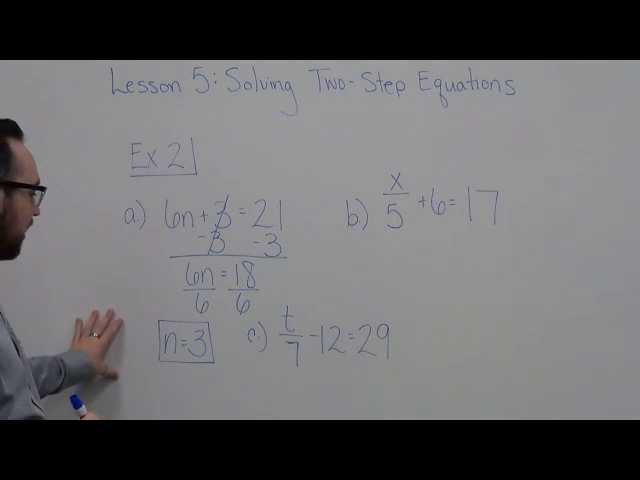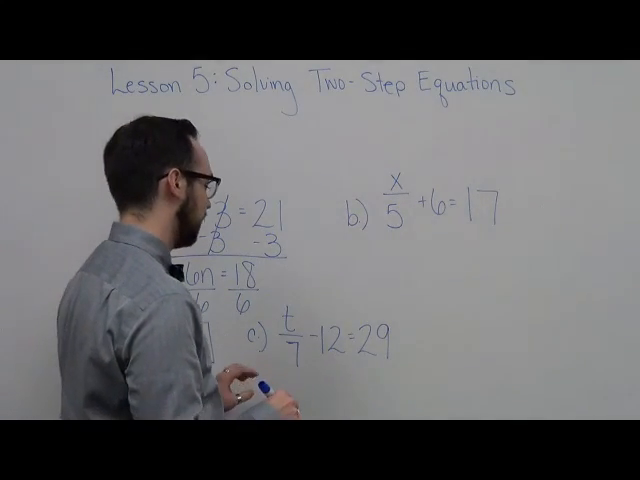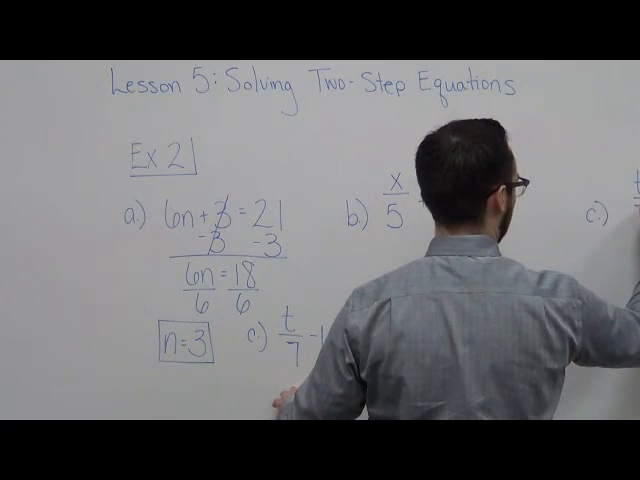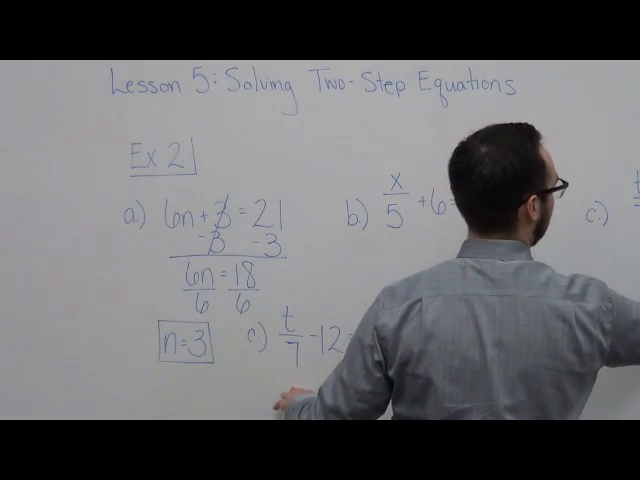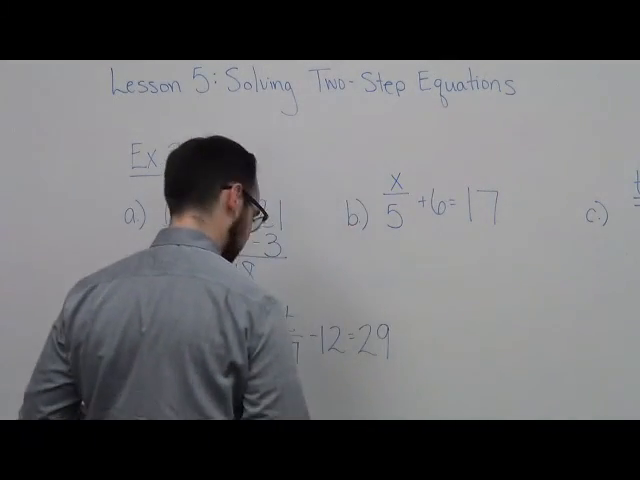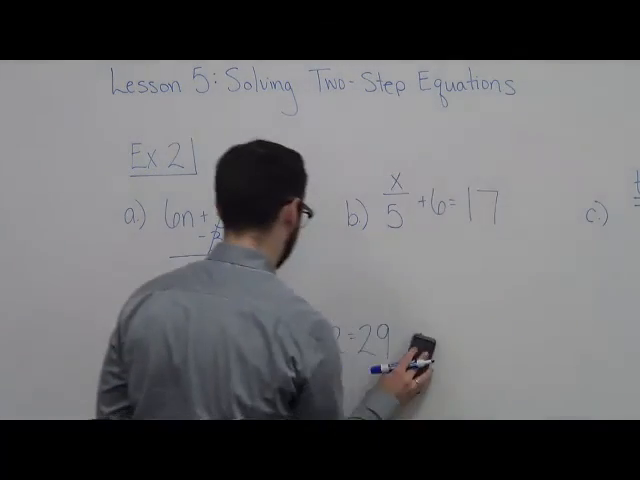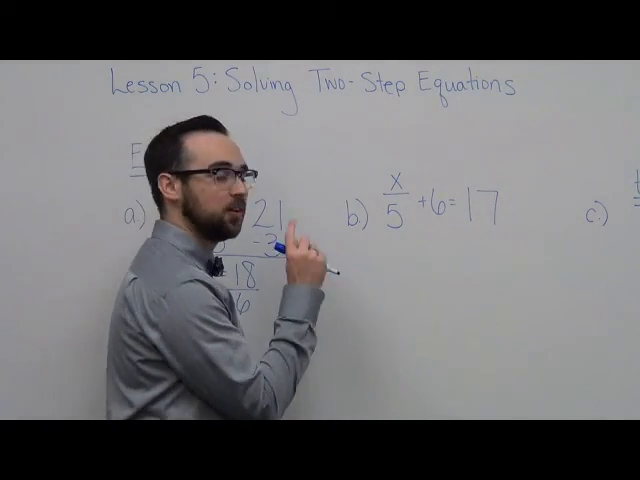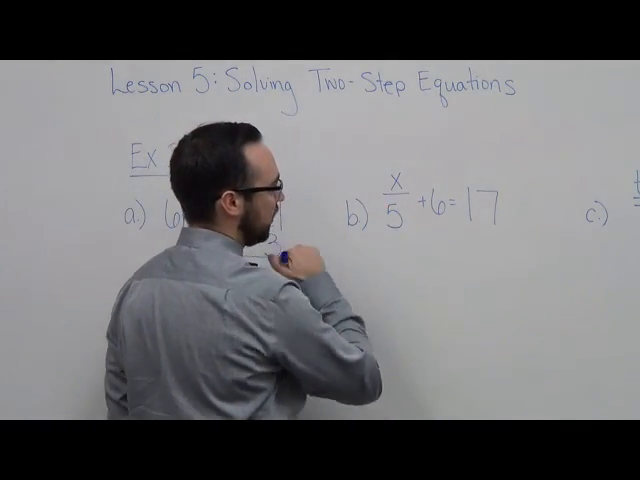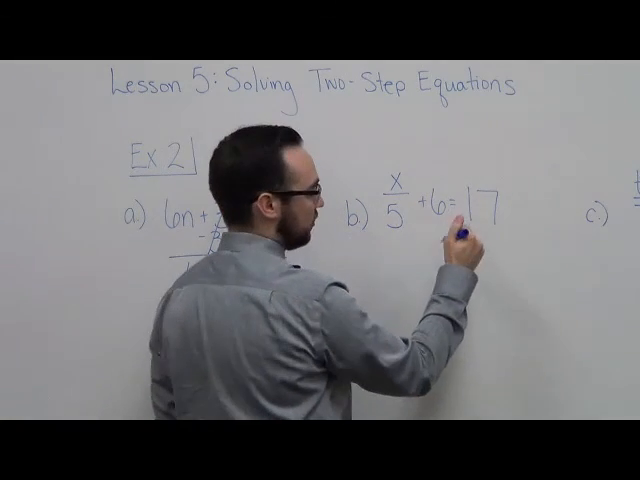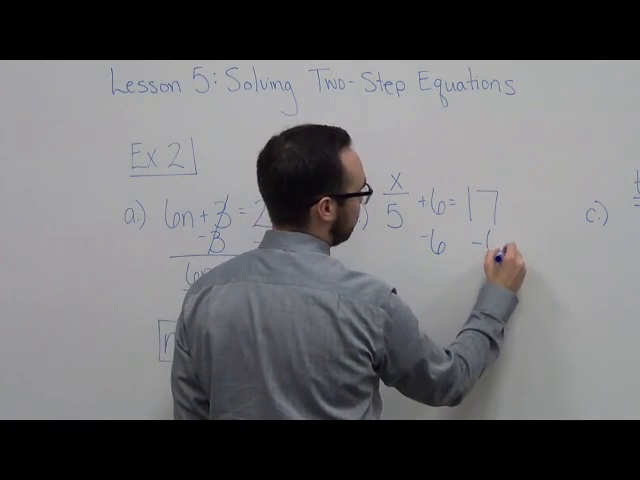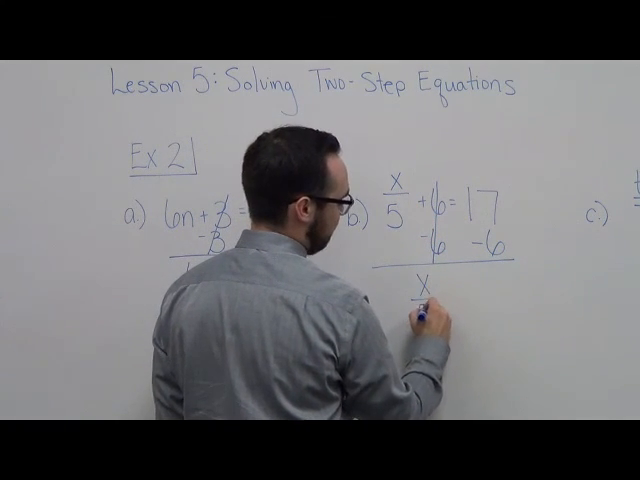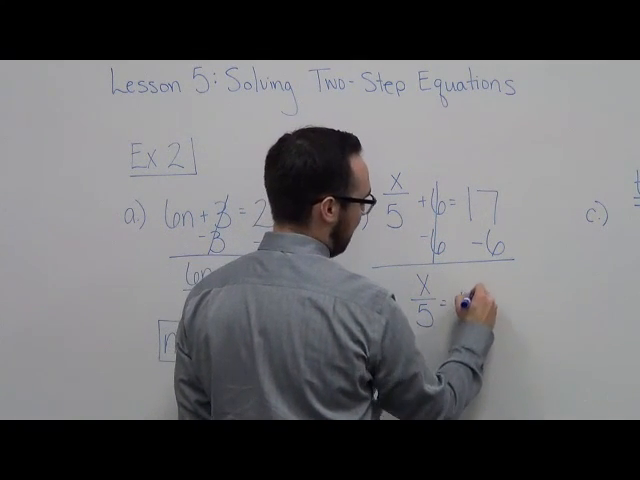Letter A was a lot like the last ones. I'm going to move part C over here, and then we'll move the camera to compensate in a minute. I'm going to give myself some room to work. With this next one, it's a little different because we have a fraction here. Starting with our addition and subtraction, we're going to subtract 6 first. Those cancel. We're still left with x over 5 is equal to 11.